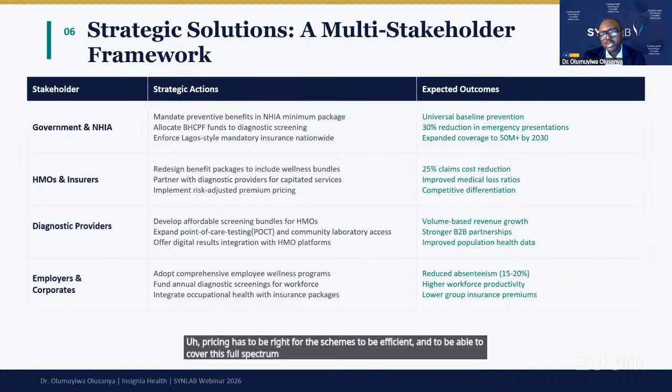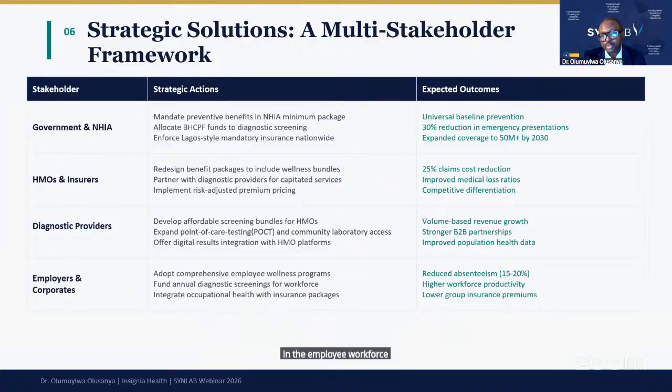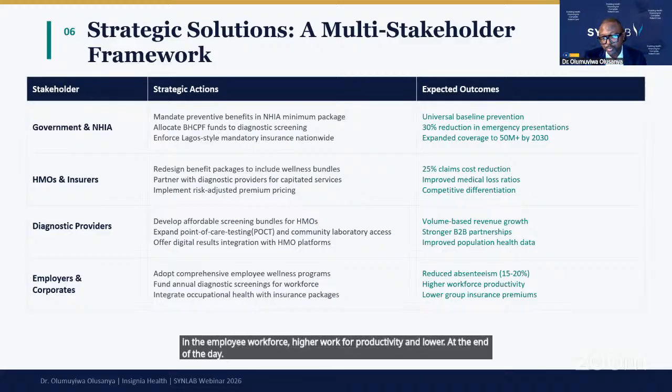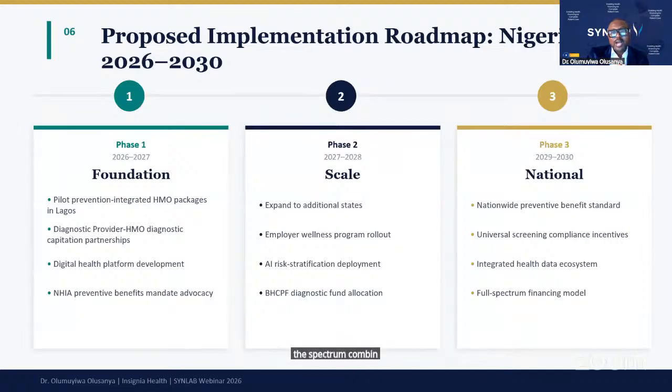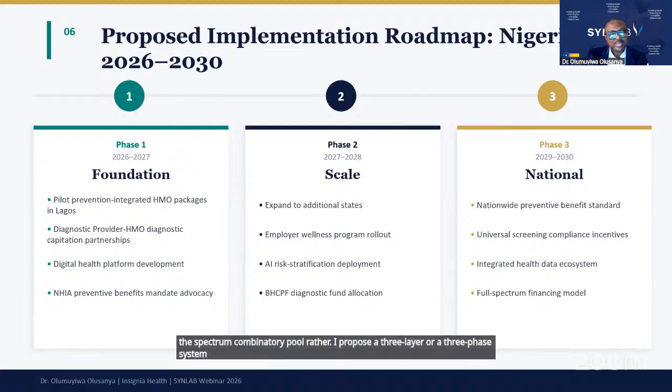If we're able to do this, we'll be able to reduce absenteeism in the employee workforce, achieve higher workforce productivity, and lower, at the end of the day, insurance premiums across board as more people come into the pool. I propose a 3-layer or a 3-phase system for implementing this.